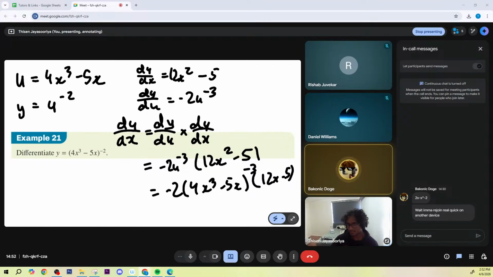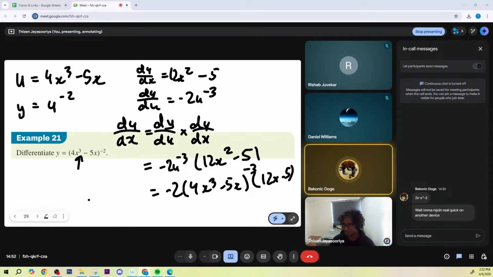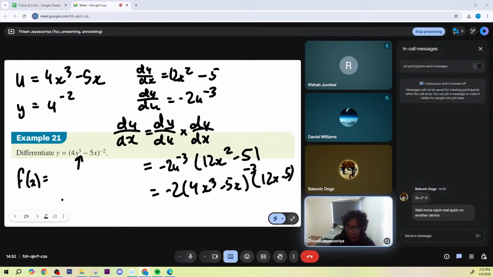No, but like in my working out. No, you can use f of x. I've used f of x in my working out. No, like okay, so if they give you f of x equals that, am I still allowed to use u equals 4x to the power of 3 minus 5x? Yep. All right then. Yep, they mean the exact same thing.